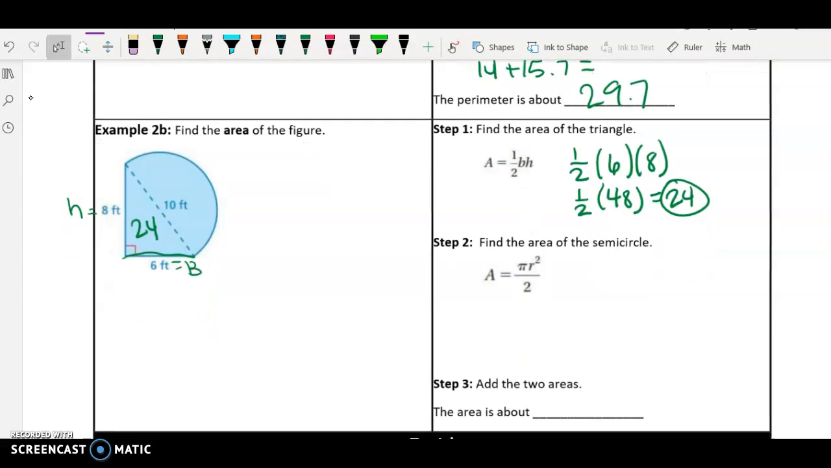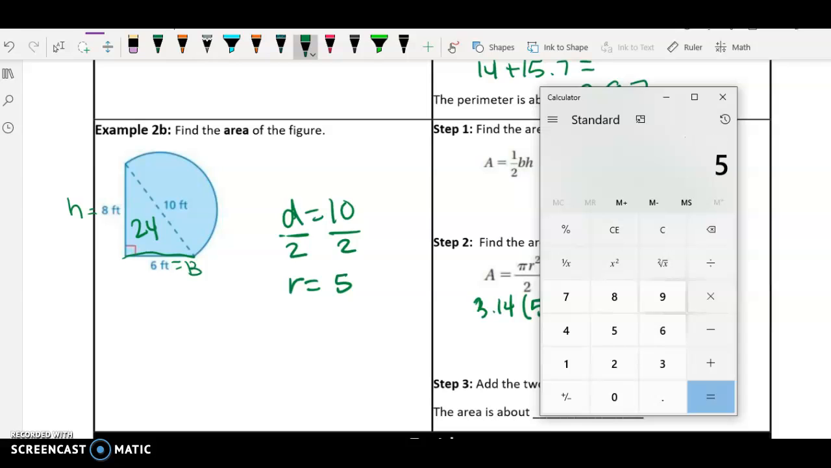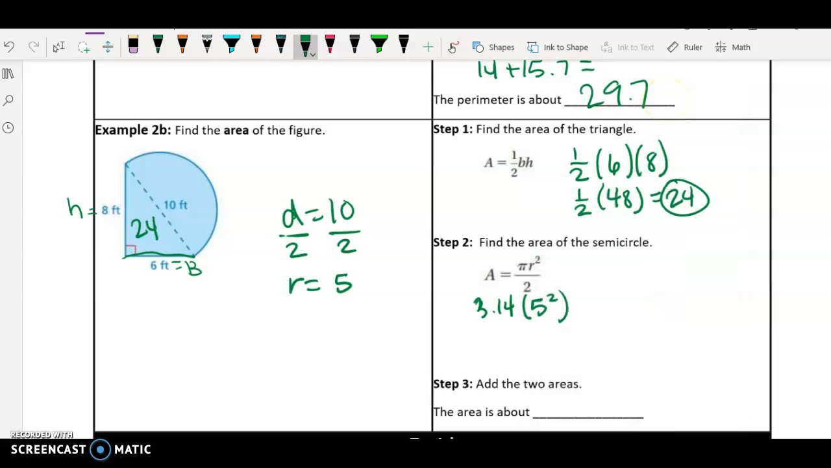So now we need to find the area of a semicircle. So this is pi, which is 3.14, times our radius squared. Now remember, our diameter equals 10, but we need half of the diameter to be our radius. So we get 5. So we're going to do 5 squared, which means we're going to do 5 times 5 times 3.14. And then we have to divide it by 2 because it is a half circle. So 39.25.